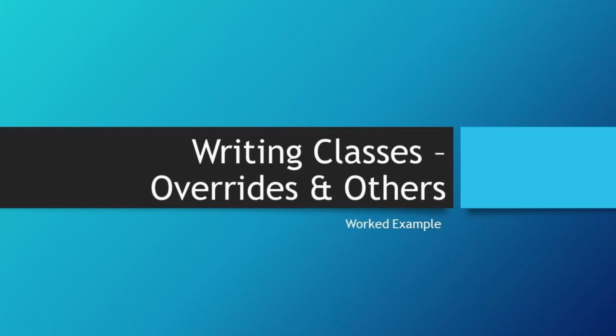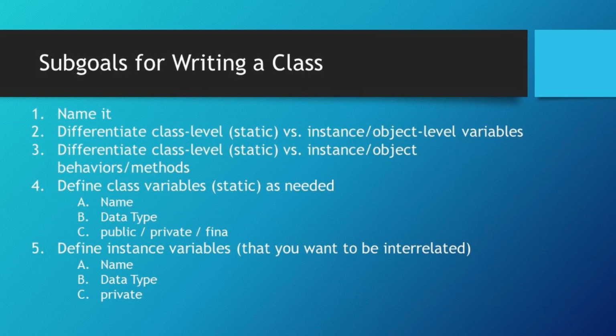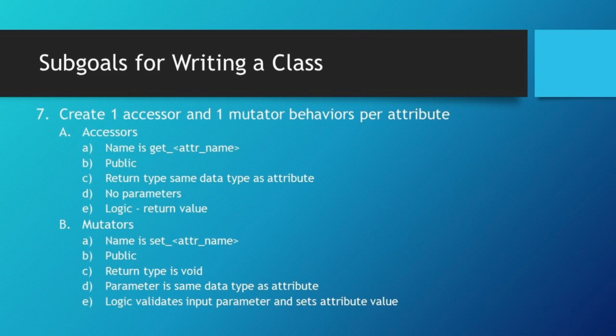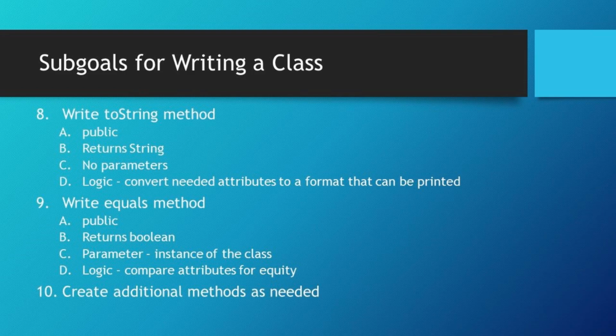This is our final video on writing classes. So far, we have named the class and defined the instance and class level variables. We have created our constructors and written our accessors and mutators. Now, we will write the toString and equals method and write any additional or needed facilitator methods.